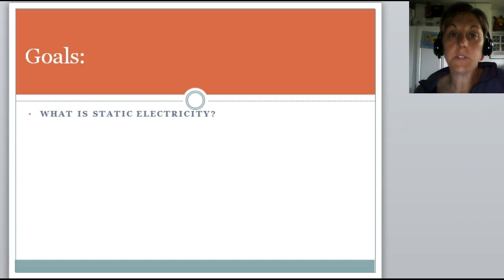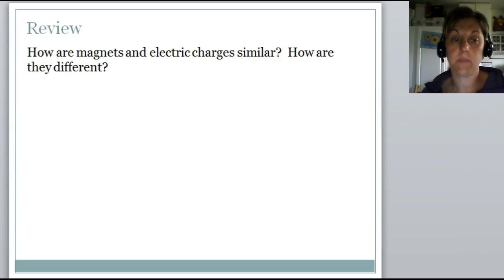Our goals for today are to understand what is static electricity. One of the review questions that we will go over in class will be, how are magnets and electric charges similar? How are they different? You're going to be asked to write your responses up on the board.